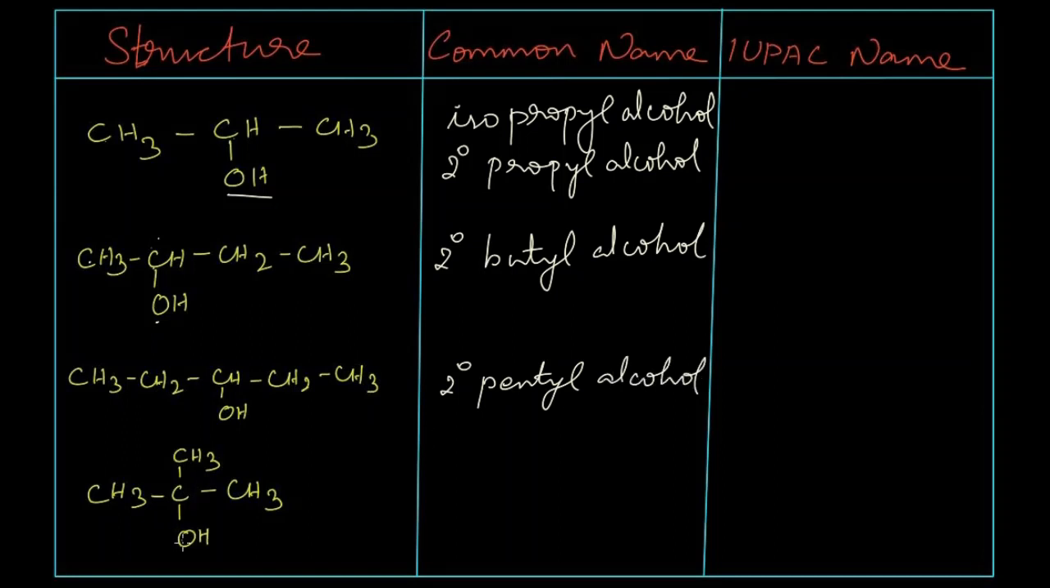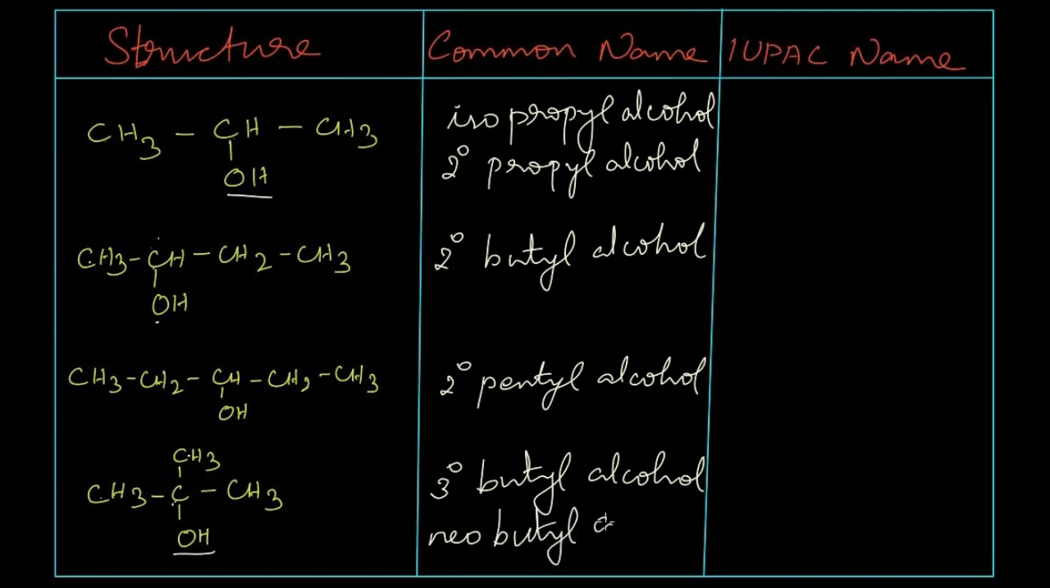And here, this is the functional group. The functional group is attached to this carbon. To this carbon, 1, 2, 3, three carbons are attached. So tertiary, totally 4 carbons are there. Tertiary butyl alcohol. You can also give neo as a prefix. Neo-butyl alcohol is also correct according to the common name.